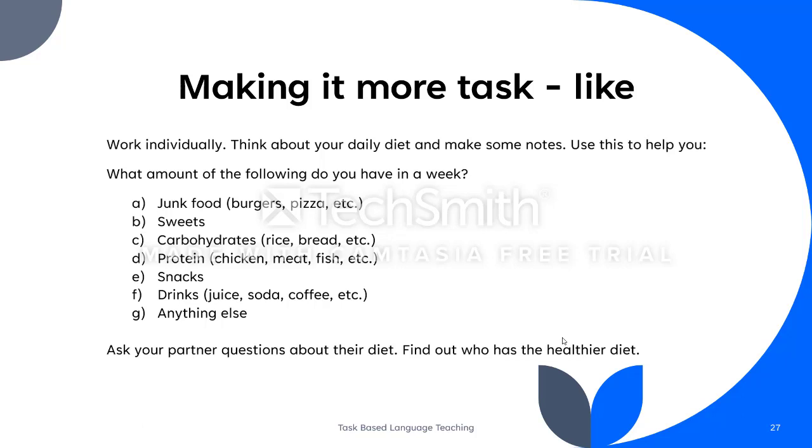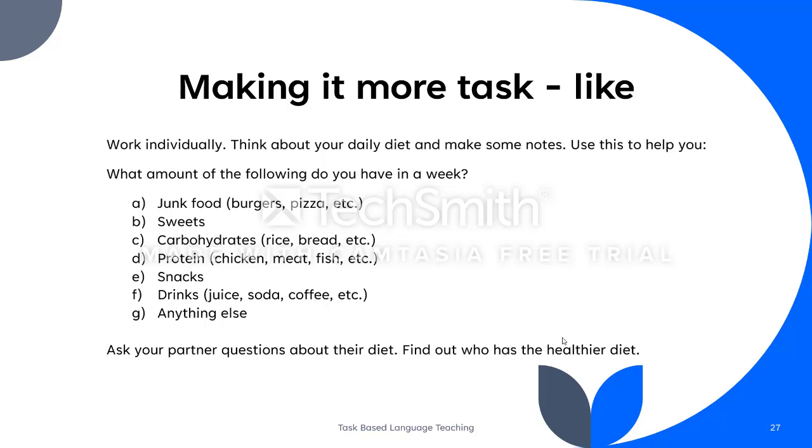I think it's a bit more realistic since it's common these days, at least that's what I've found amongst my learners, to talk about diets and how to be healthy. There's a clear outcome, and the rubric allows for language such as how much and how many to be used, since they've been asked to question each other.